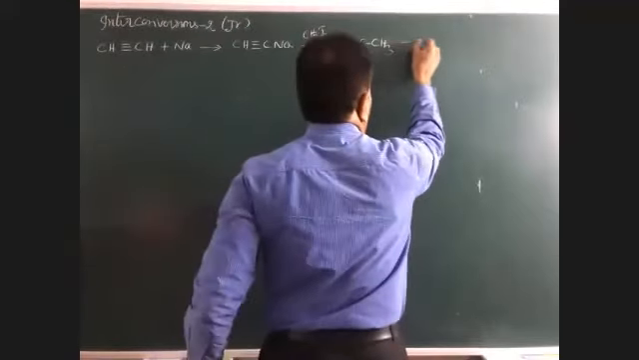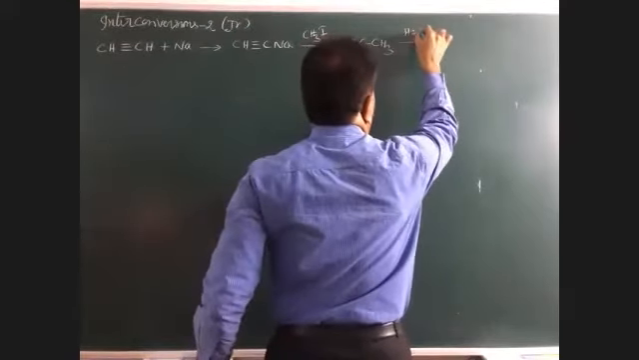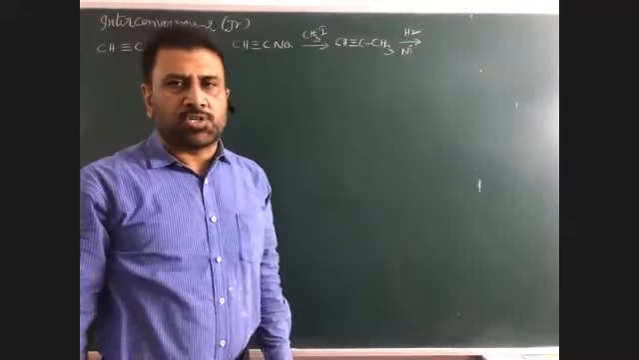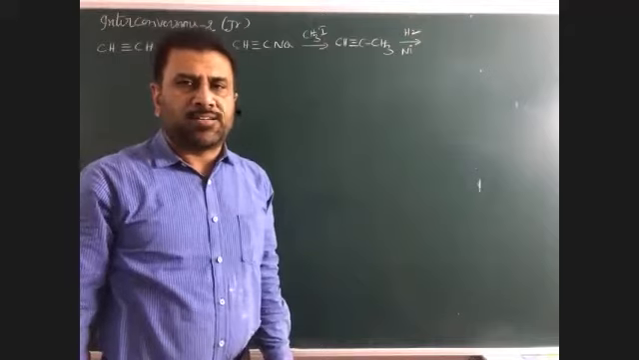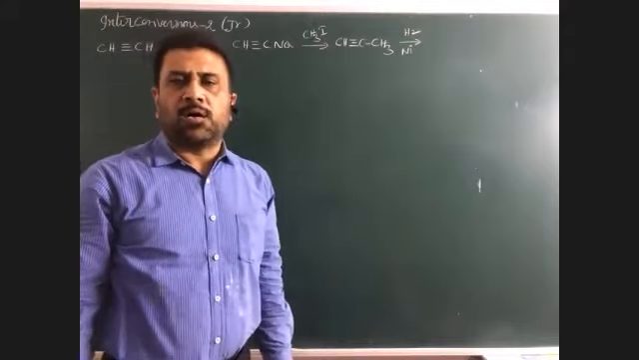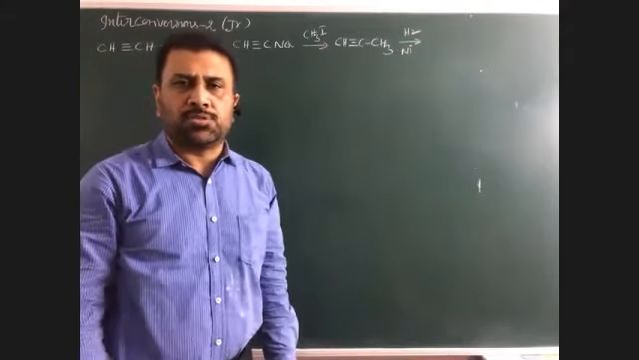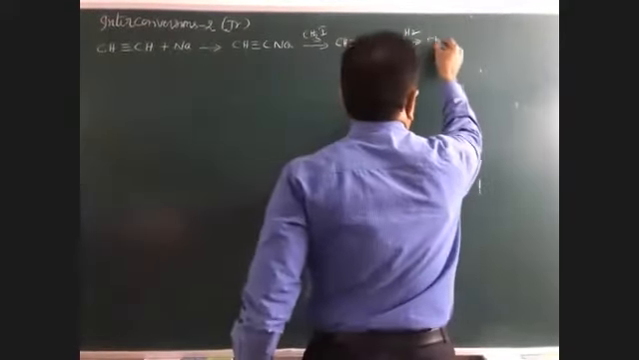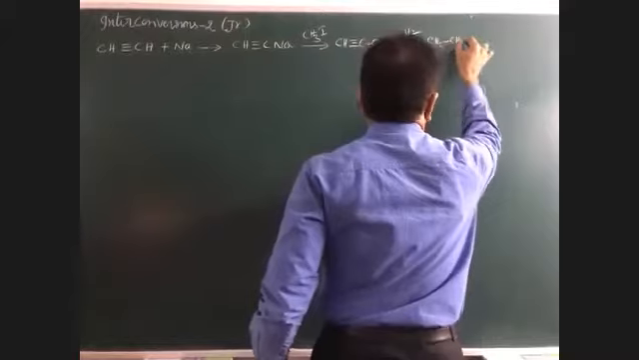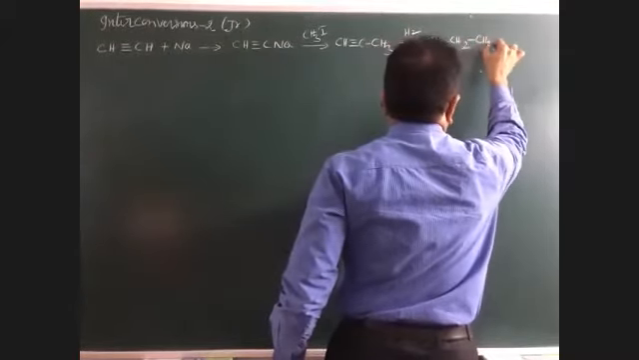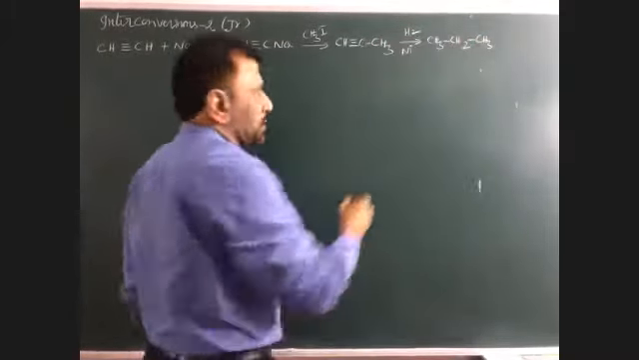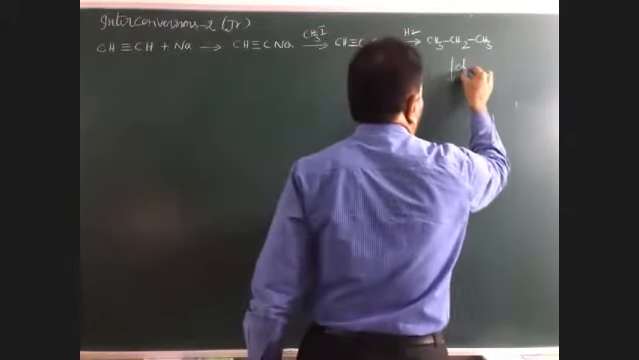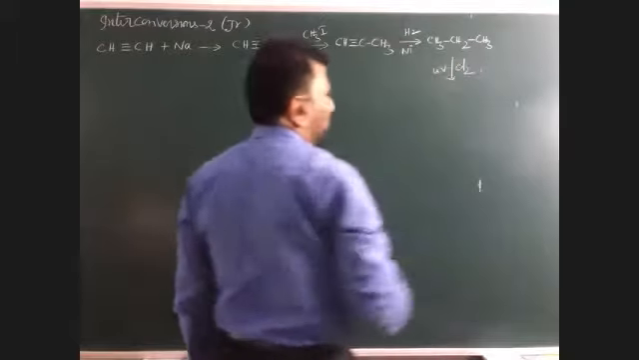This propyne, on reaction with hydrogen and nickel, is called the Sabatier-Senderens reaction, or hydrogen and palladium, or hydrogen and platinum. All pi bonded compounds change into saturated. That is, unsaturated compounds are brought into saturated, like CH3, CH2, CH3. Now this is propane. This propane on chlorination in presence of UV light.